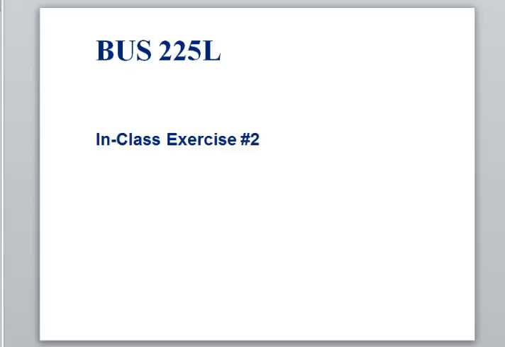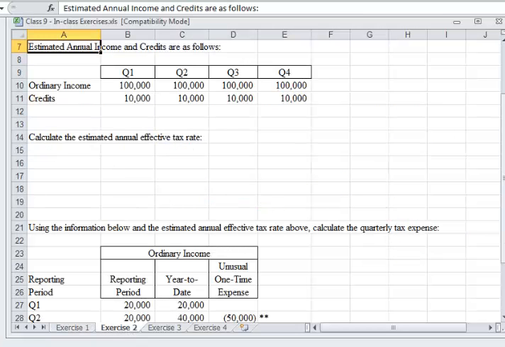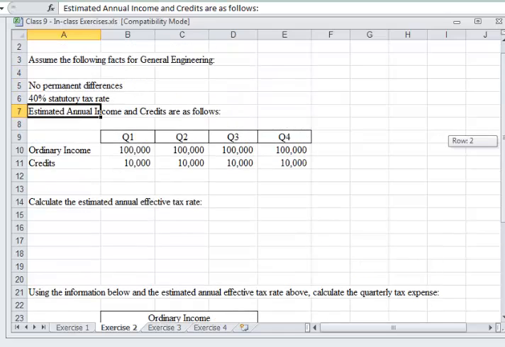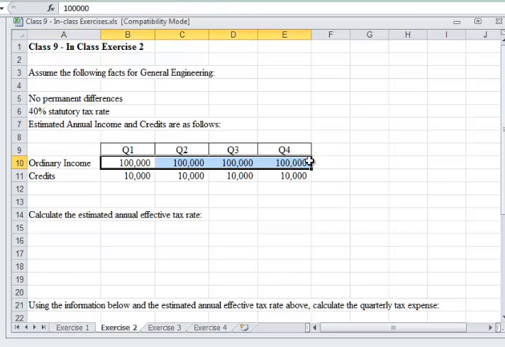All right, so let's do in-class exercise 2. Okay, so in-class exercise 2. Here's my forecasted income. It's the same every quarter. My forecasted credits are the same every quarter. My tax rate is 40%.